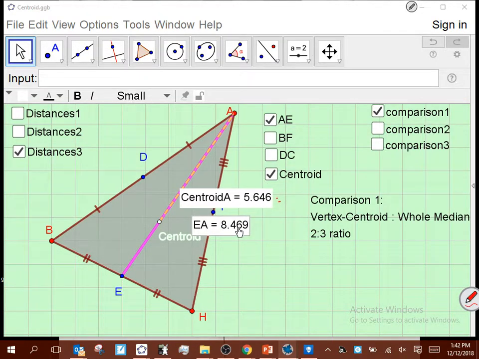Or if I take this number here and multiply it by 3, multiply that number by 2, what those values equate to, what those products are, should be the same. Okay? So when you compare a vertex to a centroid, that distance to the entire median or the whole median, you're always going to get a 2-to-3 ratio. Okay? Is that all right, everybody? Hopefully you have those three comparisons in your notes.